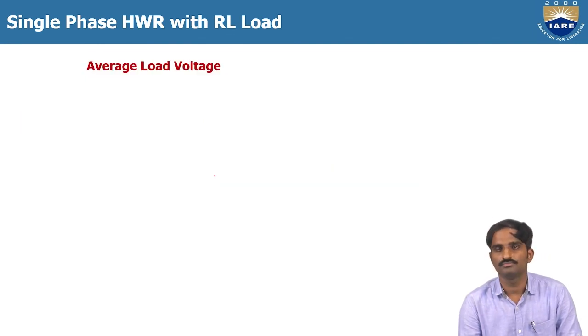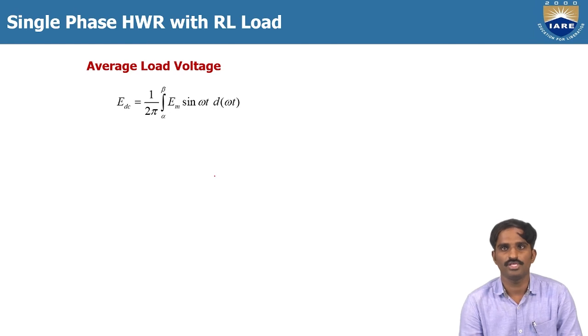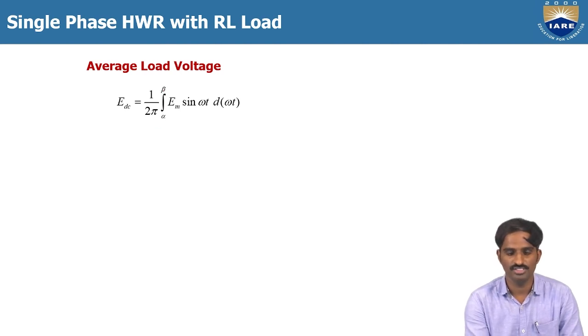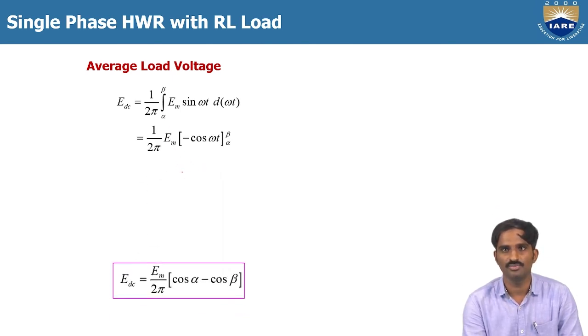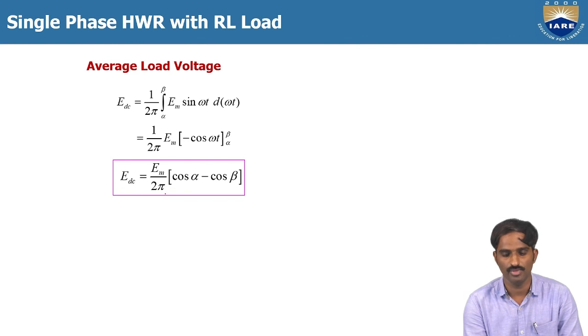Then in this case also, we can derive the average load voltage and the average load current. Here we use the same equation, but the only change is the conduction time. The conduction time in this case is alpha to beta, and the total time period is again 2 pi, similar to the case of R load. Then apply the integral and substitute the limits, and you will get EDC equal to Em by 2 pi into cos alpha minus cos beta. Before it was Em by 2 pi into 1 plus cos alpha. Here it is Em by 2 pi into cos alpha minus cos beta.